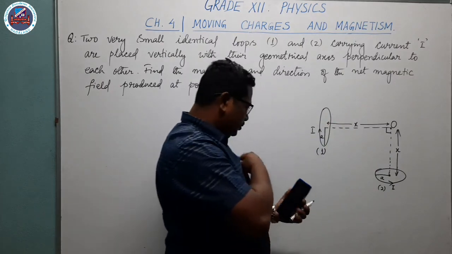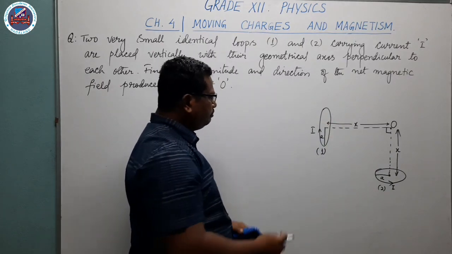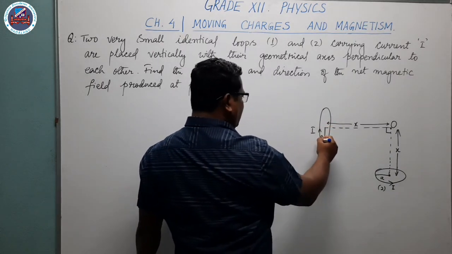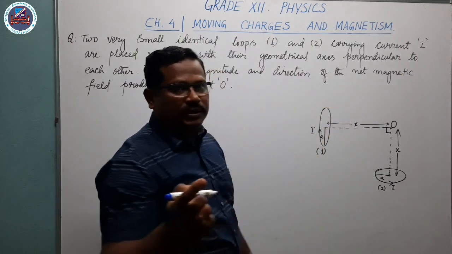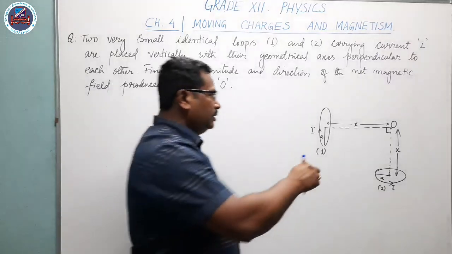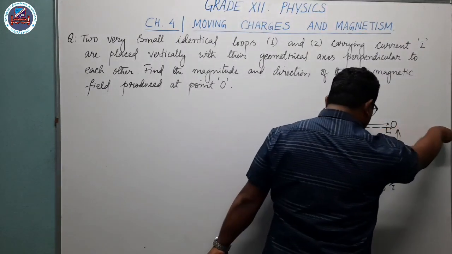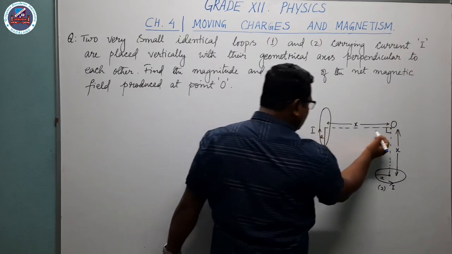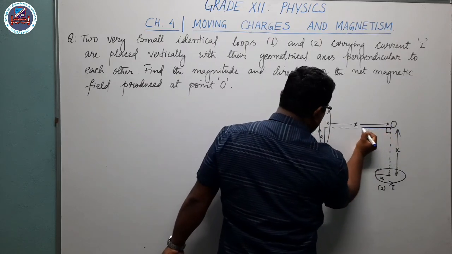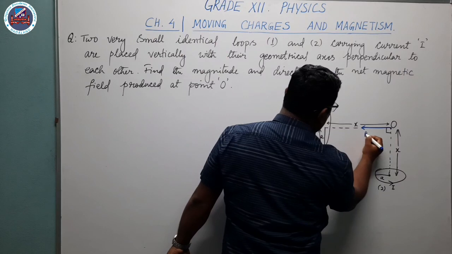So here to use Biot-Savart's law, in this loop you can see the current is passing in the clockwise direction. While deriving, it was derived for the anti-clockwise direction. For the anti-clockwise direction, the field goes away from the center. But if it is clockwise, it will come towards the center. This side will appear as B1.